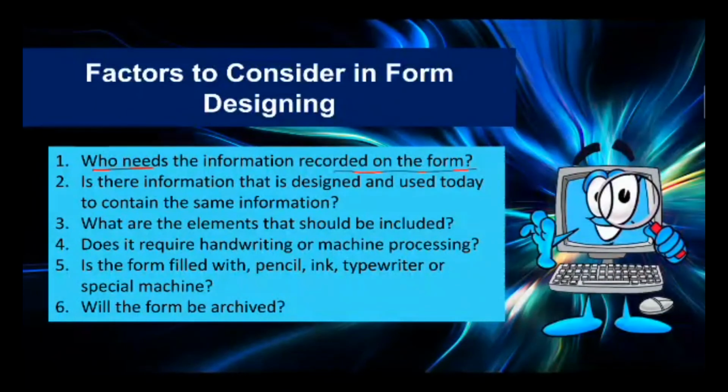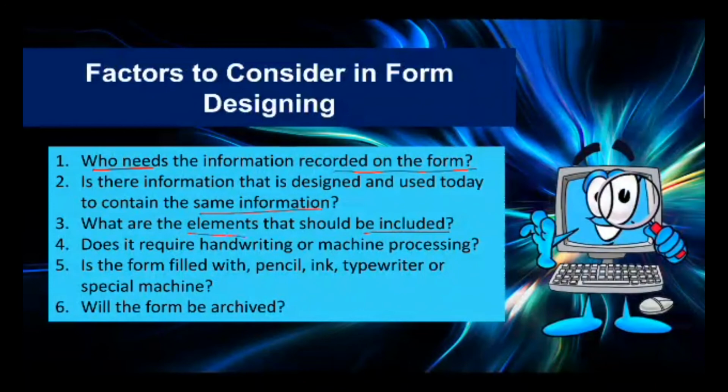And then, is there information that is designed and used today to contain the same information? So the same information may be used repeatedly, so you have to make it clear how many invoices have been used. Next, what are the elements that should be included? The elements are, as I said before, about the zoning of the form: the detail of the transaction, the detail of the form to be used.